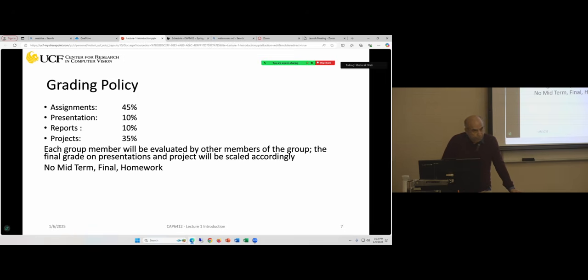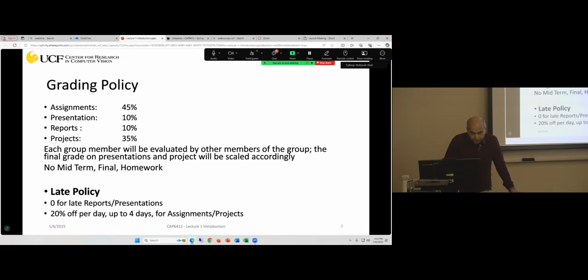So there's no midterm, no final, no homework. I mean, of course, assignments. So the policy is 0 for the reports and presentation late submissions, because after we discuss a paper, there's no point in submitting the report, because the main thing is I want you to read the paper yourself, try to understand it, and learn this capability, that as a researcher you can take any paper and try to understand it. Okay, so the other thing is 20% off per day.